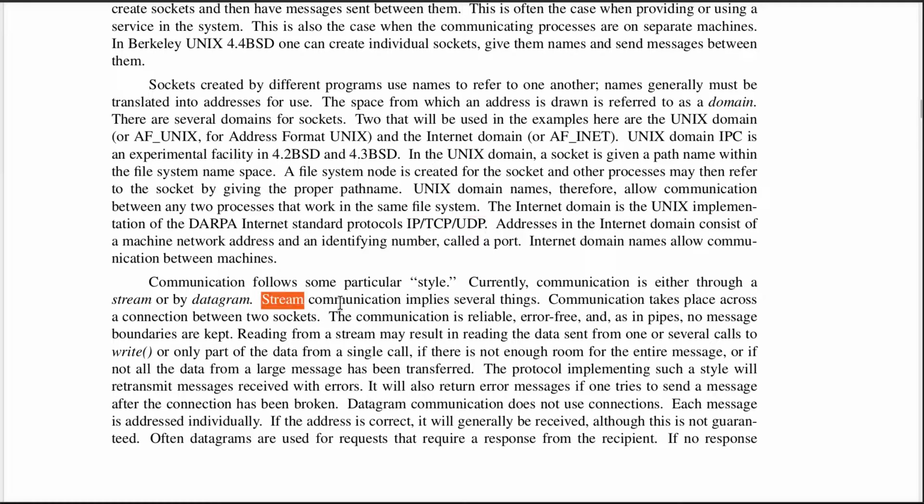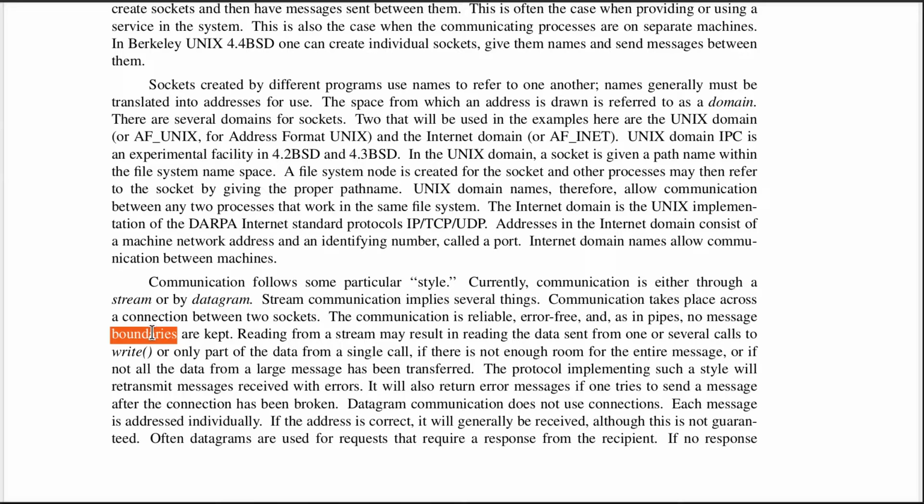And then they observe that stream communication implies several things. Number one, communication on a stream takes place across a connection between two sockets. The communication is reliable, error-free, and, as in pipes, which are discussed earlier in this document, which is basically a stream of data flowing from one process to another, no message boundaries are kept. And by that they mean if I write, say, 100 bytes into one end of the socket, the other end of the socket might end up reading 2 blocks of 50 bytes to get that 100 bytes. The boundaries is what they're referring to.